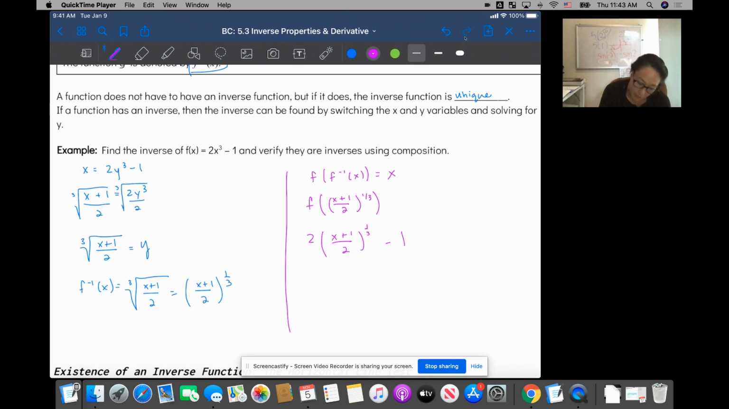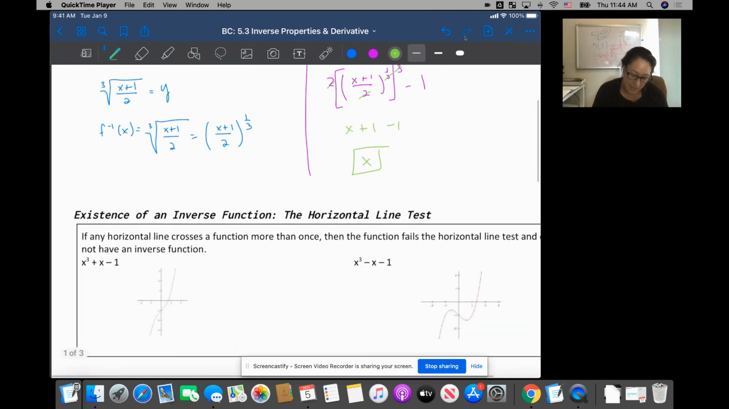And, oh, I forgot to cube my x value. So my 1/3 and my cube cancel. The 2's and the 2's cancel. So I get x plus 1 minus 1 gives me x. All right, verified. Woohoo! When I compose the functions, I get x.